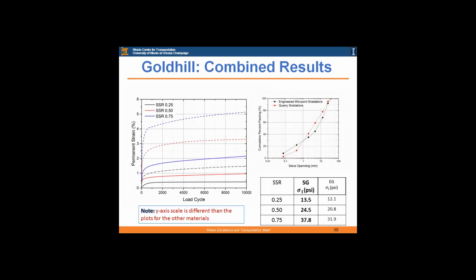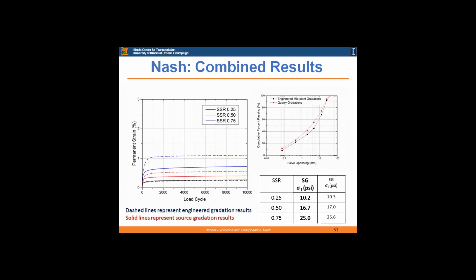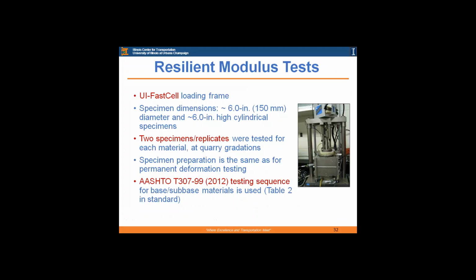This is the result for the Goldhill material, which at the source gradation, it had 8% of plastic fines and showed very high levels of permanent deformation, while at the lower fines content for the source gradation, it actually showed significantly lower permanent deformation accumulation. And then similarly, the results for Nash material.